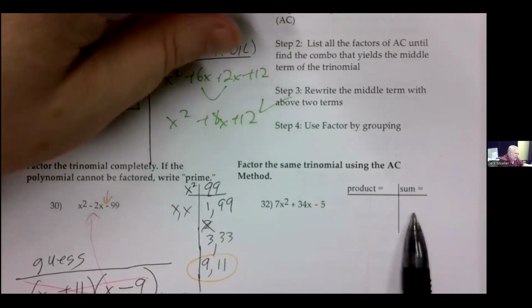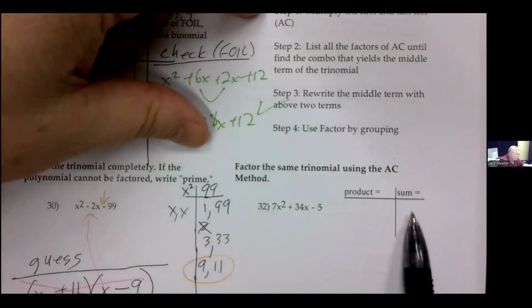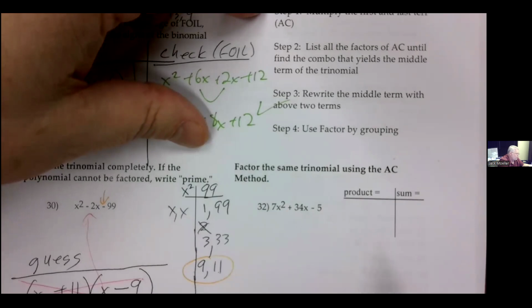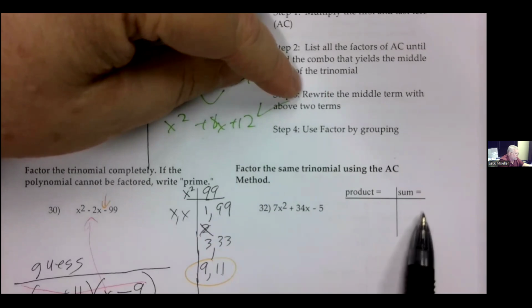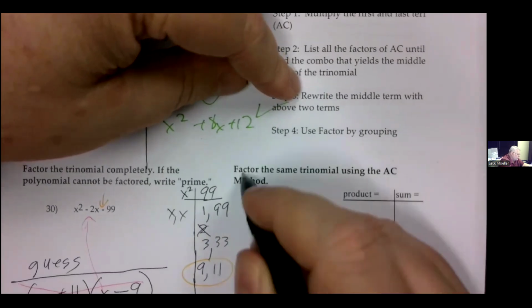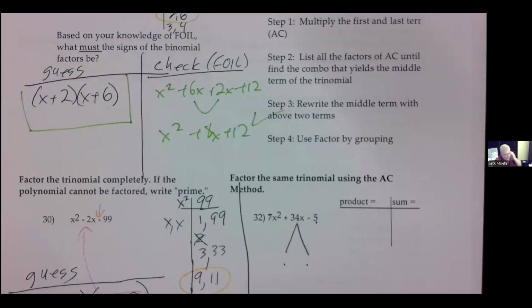Then once we do that, and we're going to do some examples here, but once we figure out how to add or subtract to get that, what we're going to do is rewrite that middle term with the two terms we just found. So we're going to take that middle term and split it up into two terms. Once you do that, you have 1, 2, 3, 4 terms. So then we do factor by grouping. So if you like factor by grouping, like I said, you're probably going to prefer the AC method.